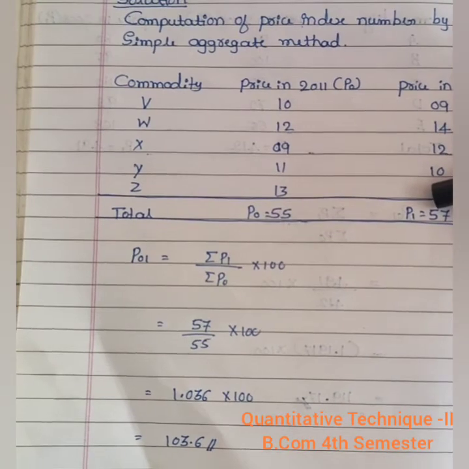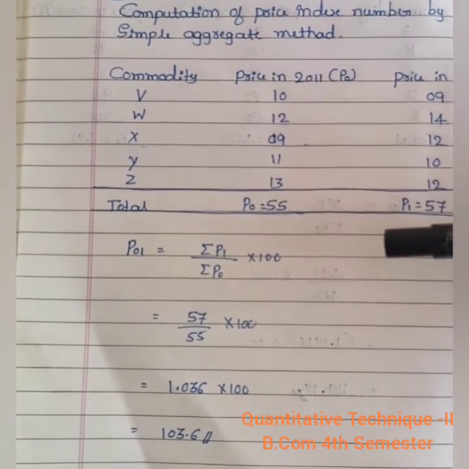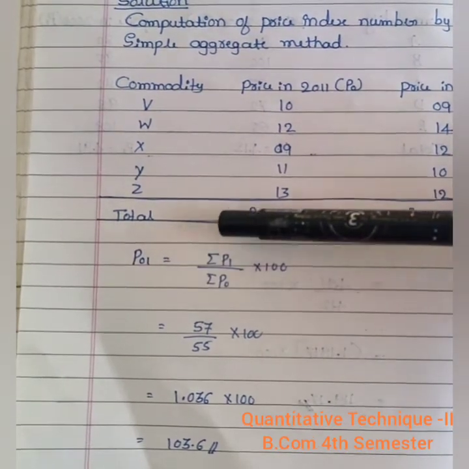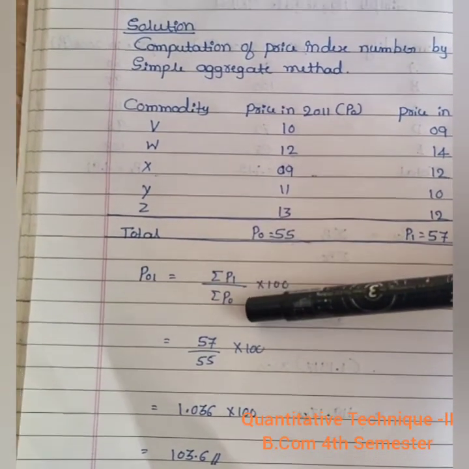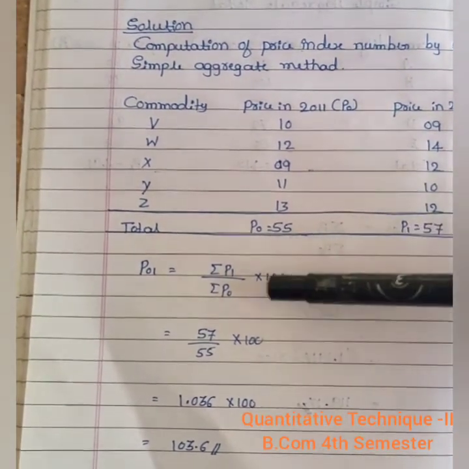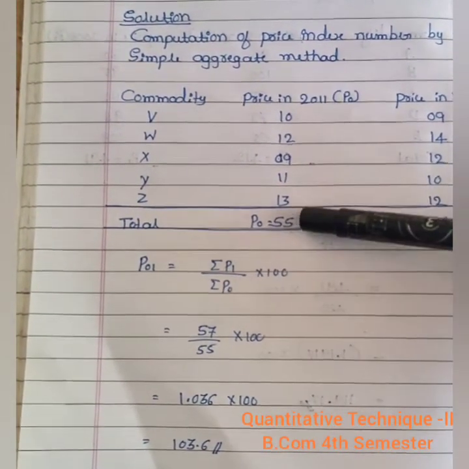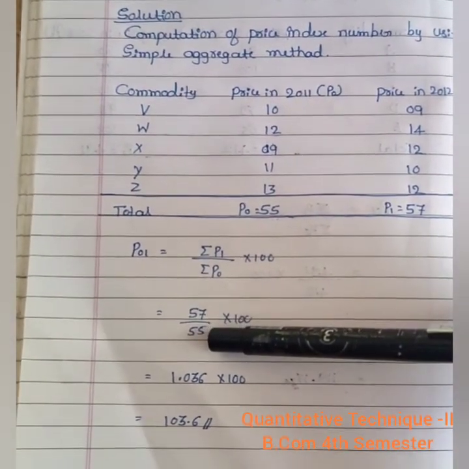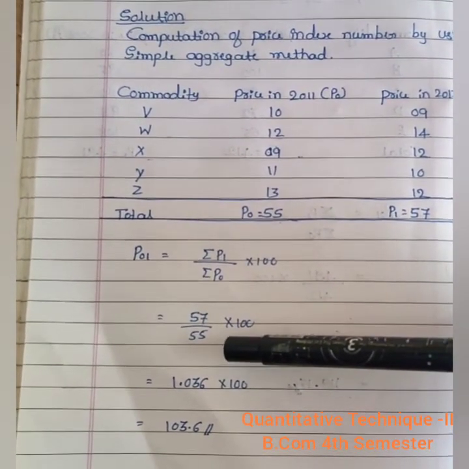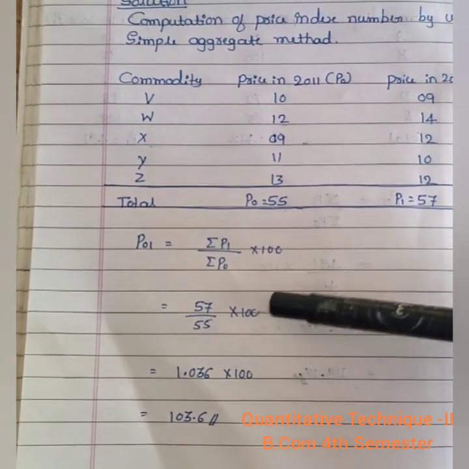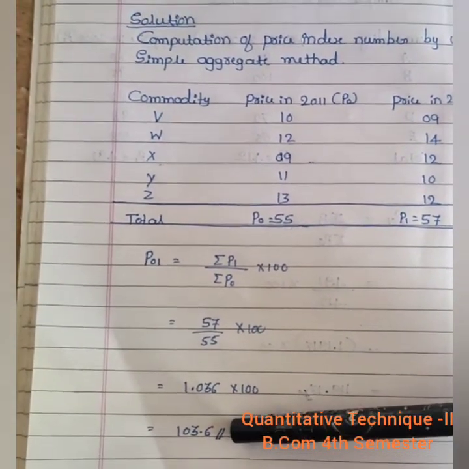Now we apply these values in the formula. Simple aggregate method formula: P01 is equal to sigma P1 divided by sigma P0 into 100. What is the P1 value? 57. So 57 divided by the P0 value, 55, into 100. 57 divided by 55 is 1.036, into 100. Now the answer is 103.6.